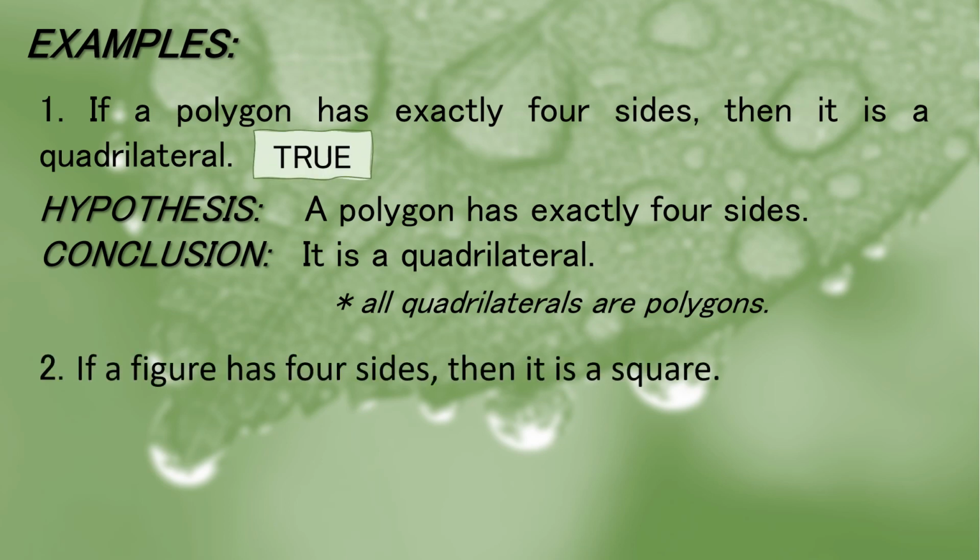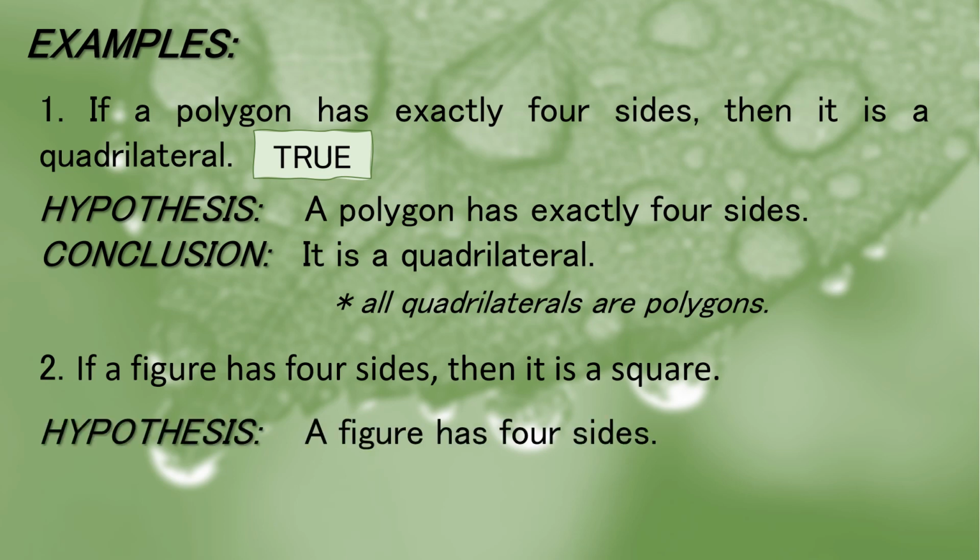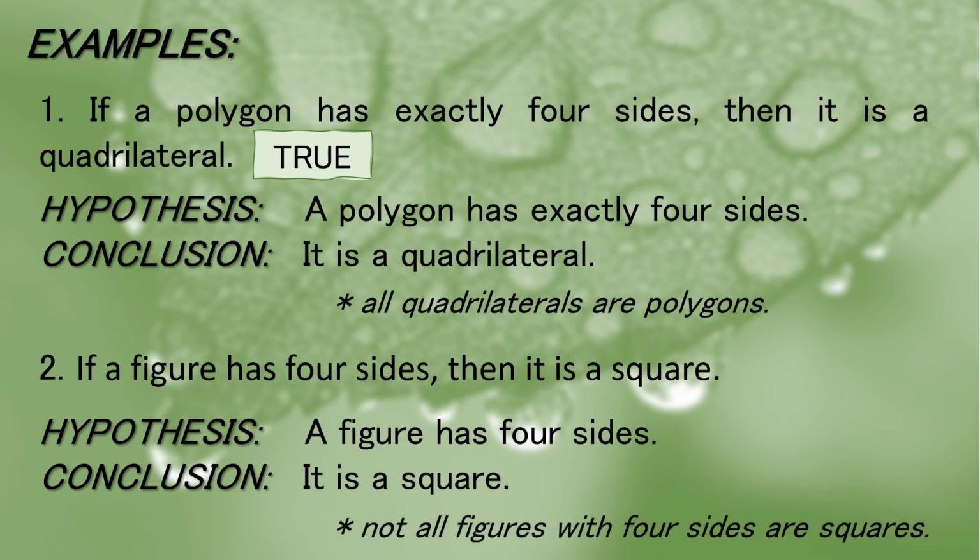Second example, if a figure has 4 sides, then it is a square. Ang ating hypothesis dito ay a figure has 4 sides, and for our conclusion, it is a square. Lahat nga ba ng figure na may 4 sides ay tinatawag na square? Okay, not all figures are squares. Hindi lahat ng may 4 sides ay square. Ano-ano nga ba yung mga figures na may 4 sides? Rectangle, trapezoid, parallelogram. So, iyon po ay hindi square. Therefore, ang ating pangalawang conditional statement is false.